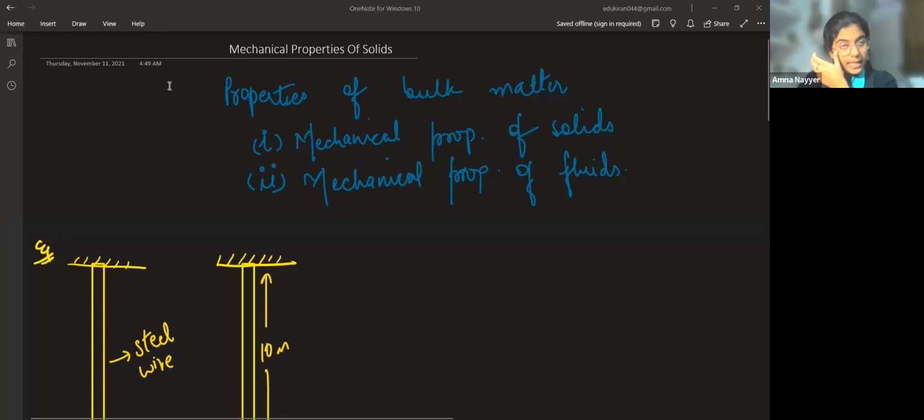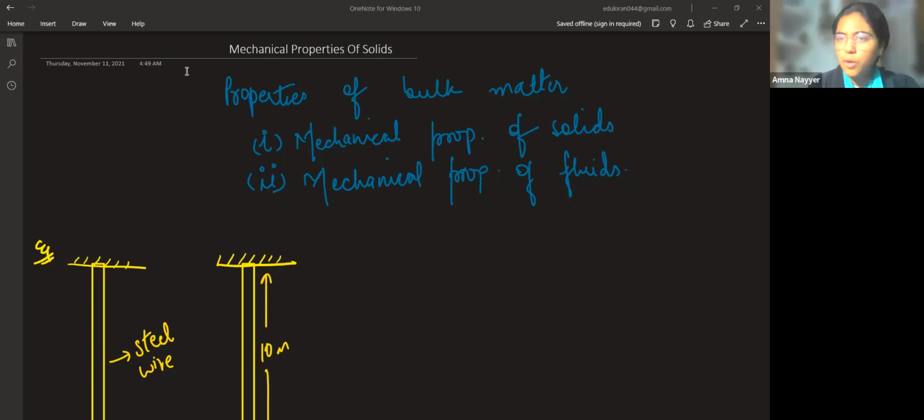Yes, class. Now the next unit is properties of bulk matter. In this unit, you have two lessons. One is mechanical properties of solids, and the second lesson is mechanical properties of fluids, right? Both the lessons we'll be discussing. So we'll start with solids first.